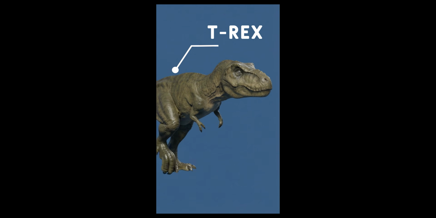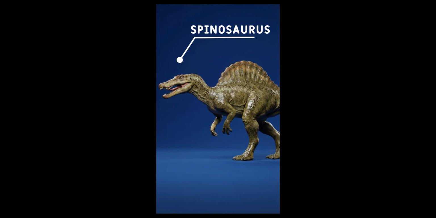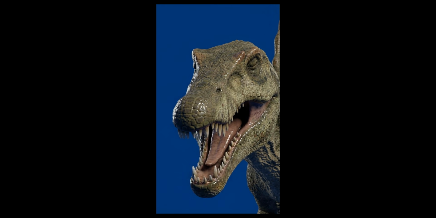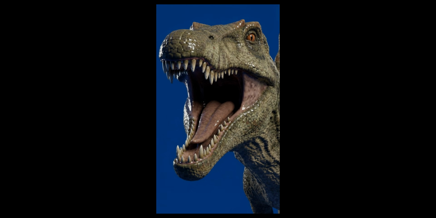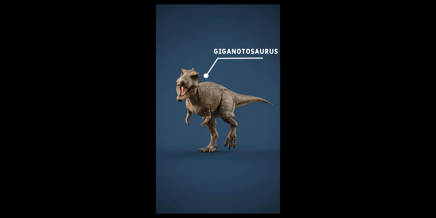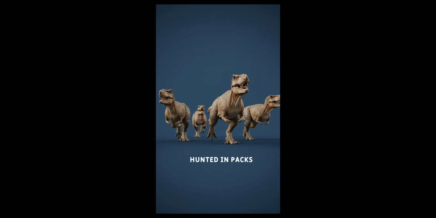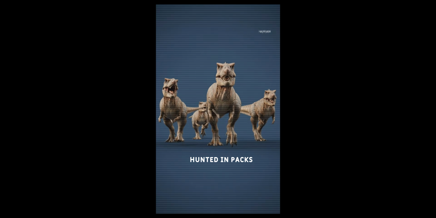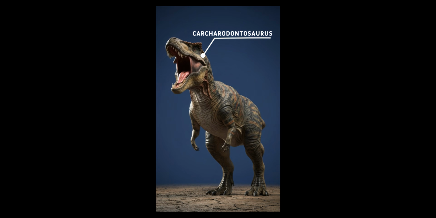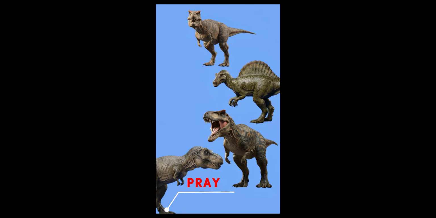Everyone thinks T-Rex was the most dangerous predator ever. Meet Spinosaurus. Longer than T-Rex, heavier, and built like a living weapon. With a crocodile-like skull and bone-crushing jaws, it hunted on land and in water. Then there's Giganotosaurus. Even if this name sounds like a meme, this one was faster, more aggressive, and likely hunted in packs. And don't forget Carcharodontosaurus, named after the great white shark for a reason. If these predators ever faced T-Rex, he wouldn't be the hunter, he'd be the prey.